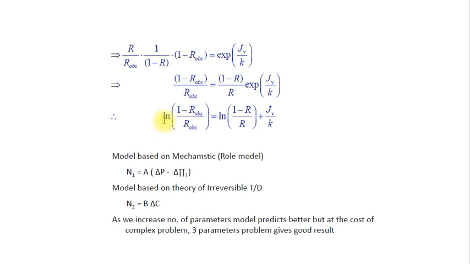So the final result is ln((1 minus R observed) by R observed) equal to ln((1 minus R) by R) plus JV by K. So this is the formula which correlates the observed rejection to the actual rejection and the JV by K, concentration polarization. Okay, so you can use this formula to calculate the actual rejection when you know the observed rejection experimentally.